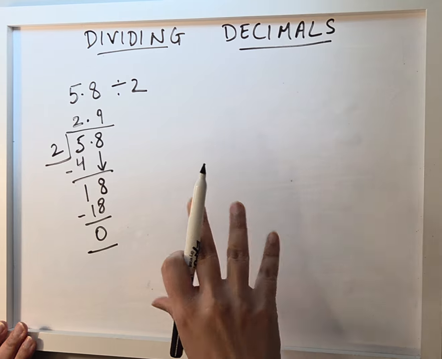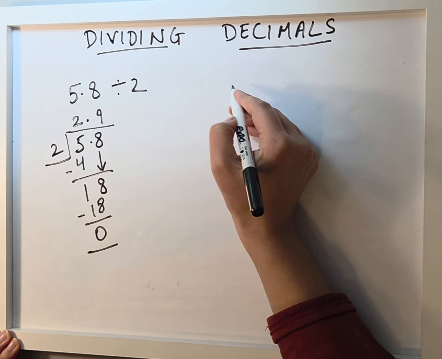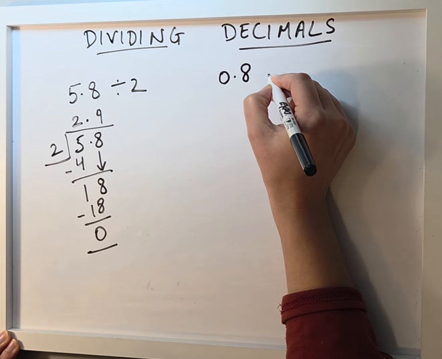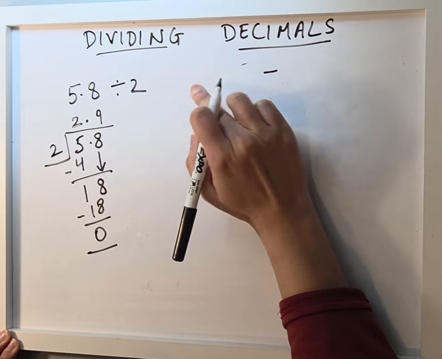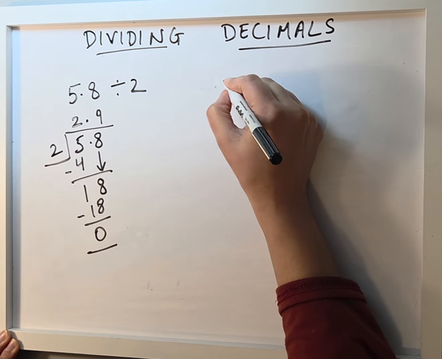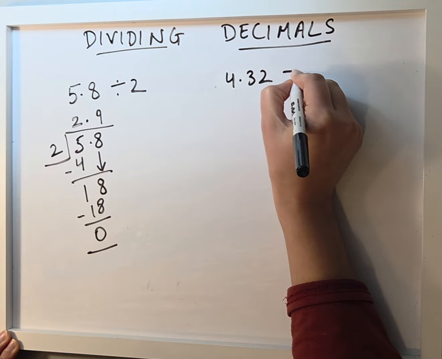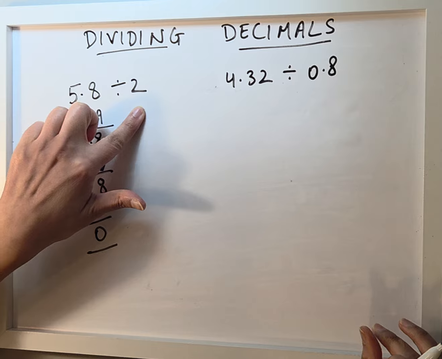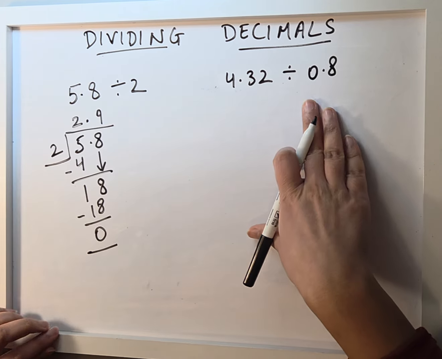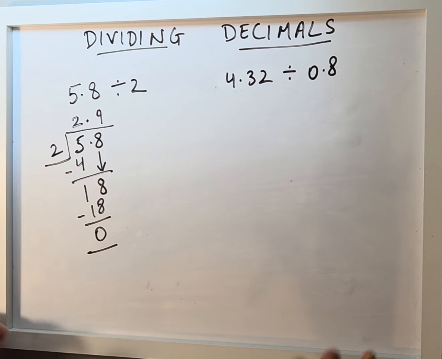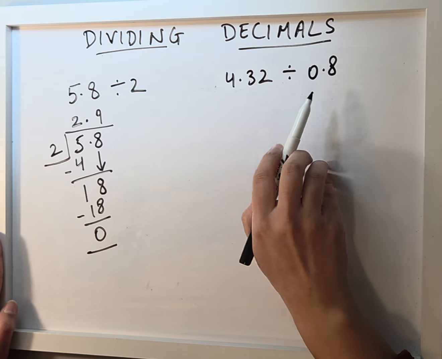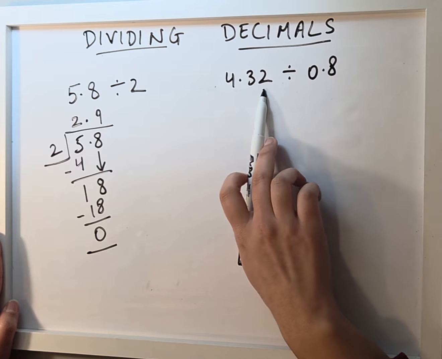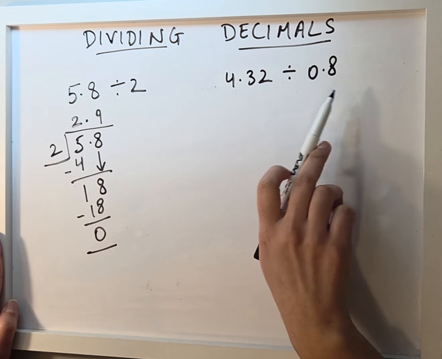Now another case is if we are dividing a decimal by a decimal. Here the divisor was a whole number, but here we have a decimal. So what do we have to do? First we need to make the divisor a whole number. So 4.32 is divided by 0.8. So what do we do?